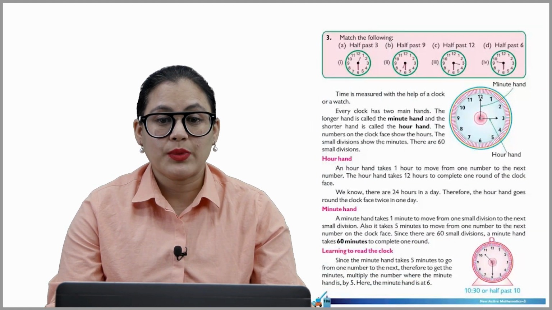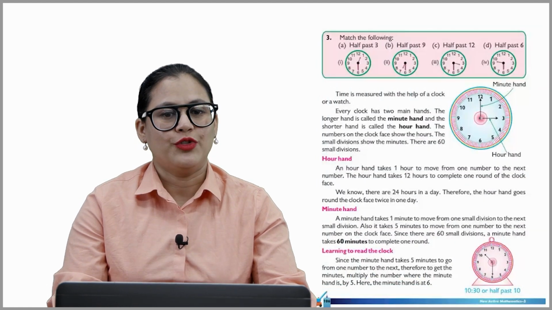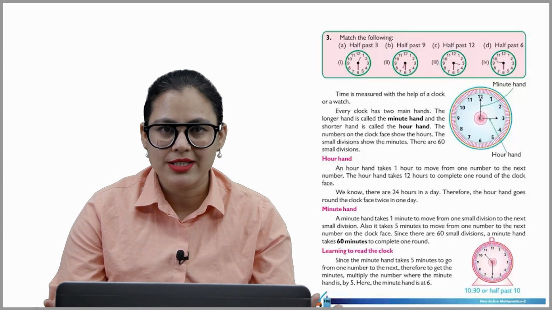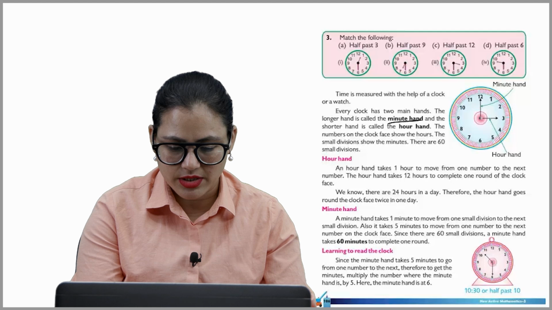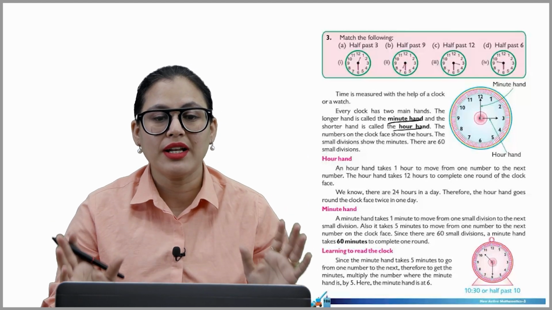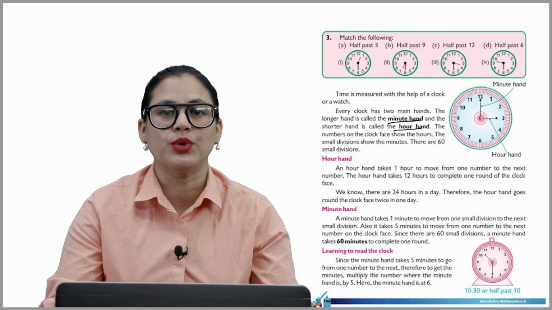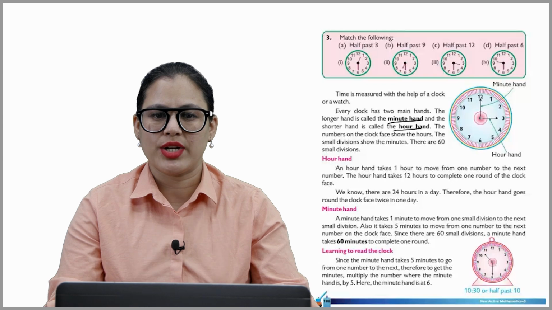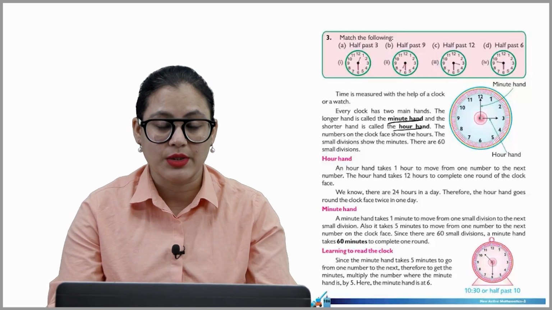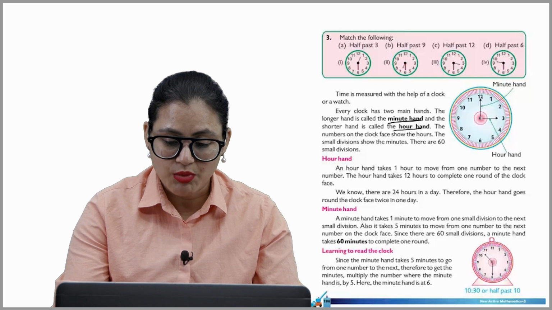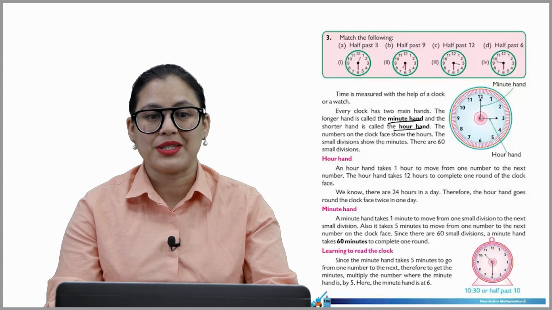Time is measured with the help of a clock or a watch. Every clock has 2 main hands, you know that very well. The longer hand is called the minute hand and the shorter hand is called the hour hand. The numbers on the clock face show the hours. The small divisions show the minutes. There are 60 small divisions, okay. As you can see, these small divisions are 60 numbers, okay.